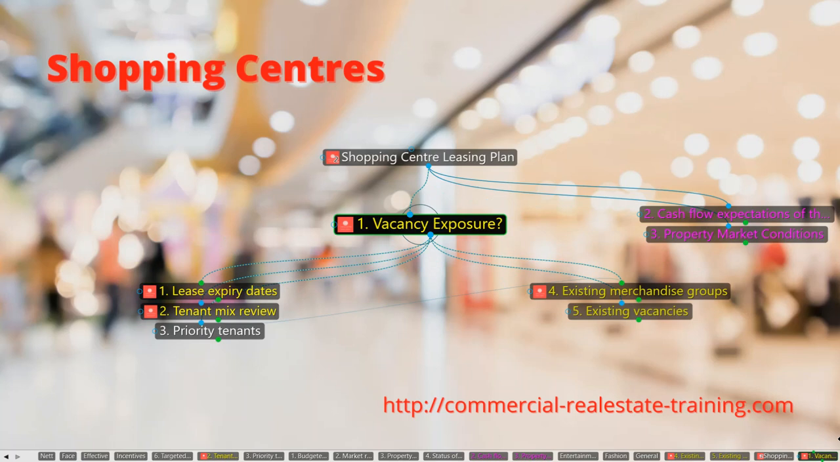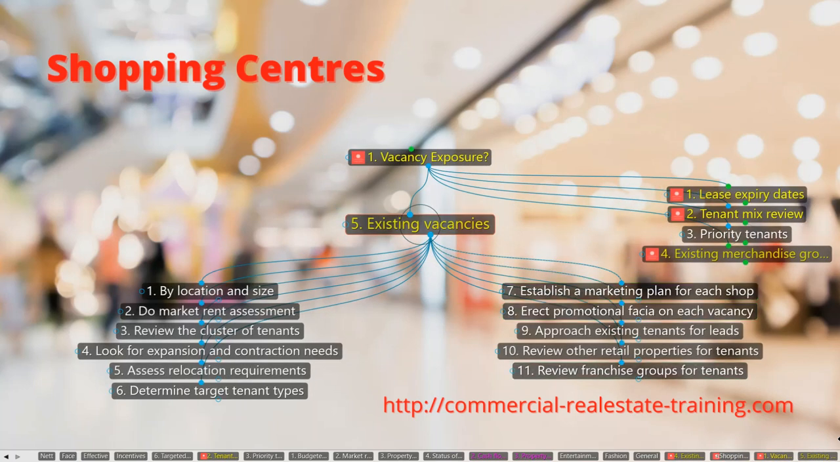Well, I would start with the existing vacancies to understand what is going on with the existing vacancies. So when you look into that particular category, you break it down into the categories so that you know what's going on and how you can work with each of the vacancies. So these are the topics, and you should write these down, of course. Number 1 is by location and size. Number 2 is to do a market rent assessment for the property, comparing that to other properties around.